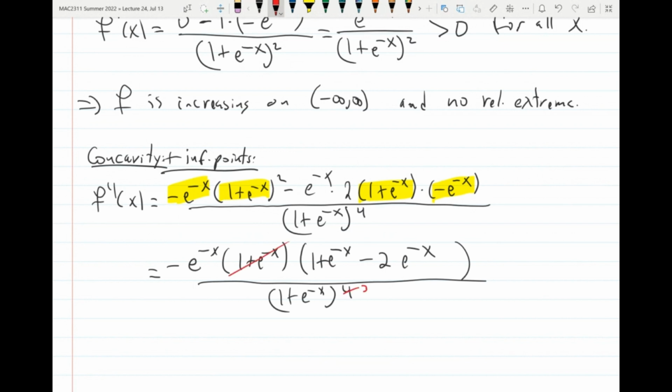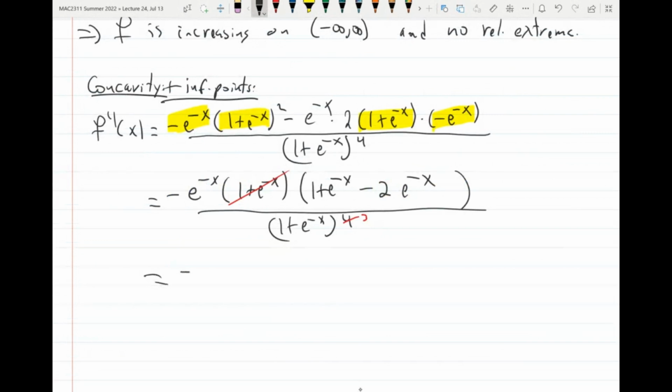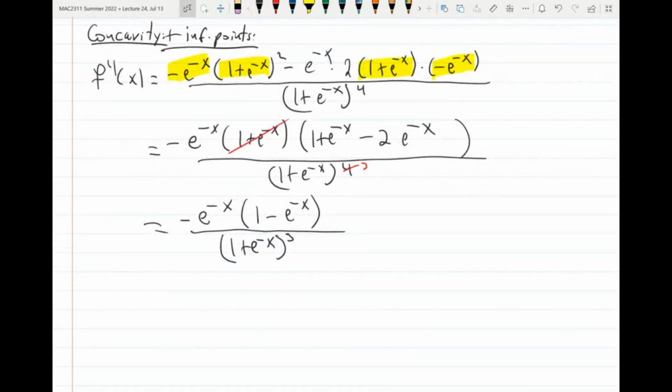This cancels with this, which gives me a 3. And so we end up with negative e to the negative x times 1 minus e to the negative x, because 1 minus 2 is negative 1, over this cube. Now, this time we do have values at which this equals 0.